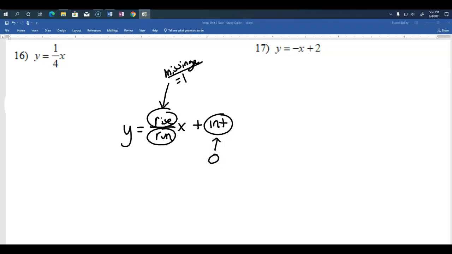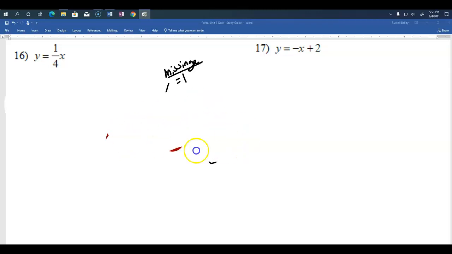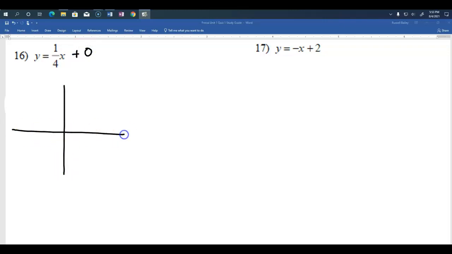Okay, so bearing that in mind, we're going to go ahead and hit up these two problems where we have missing numbers. So here we go. In this case, I'm missing the y-intercept. So that would mean it's 0. And so I would start at 0, and then I would rise 1, run 4.